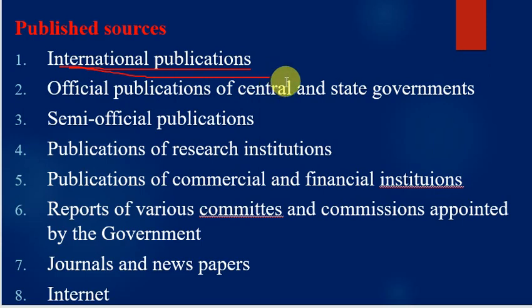Another one is the official publications of central and state governments. The departments of the Union and state governments publish regular reports on a number of subjects. They may be the Reserve Bank of India bulletins, the Census of India, the statistical abstracts of states, and the Indian trade journals. So these are certain official publications.